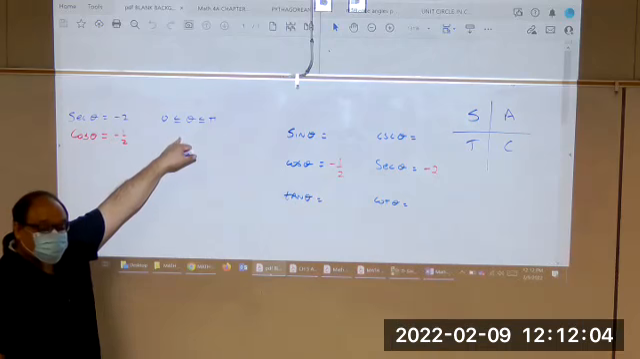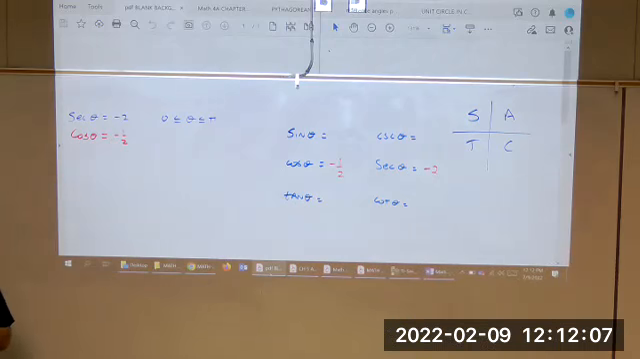Don't forget about the constraint, because that's telling you what quadrant it's in. Sometimes they'll come right out and tell you theta terminates in quadrant 3, or quadrant 2. Here, they're telling you theta is somewhere between 0 and pi radians.